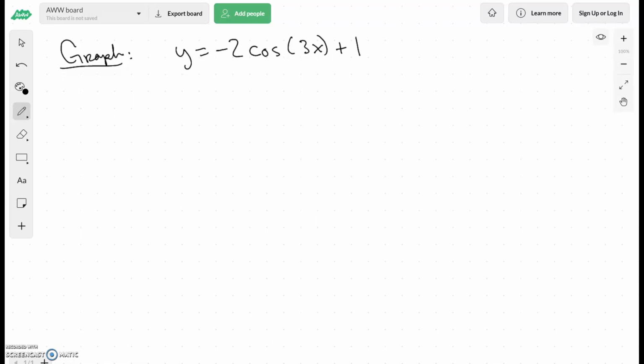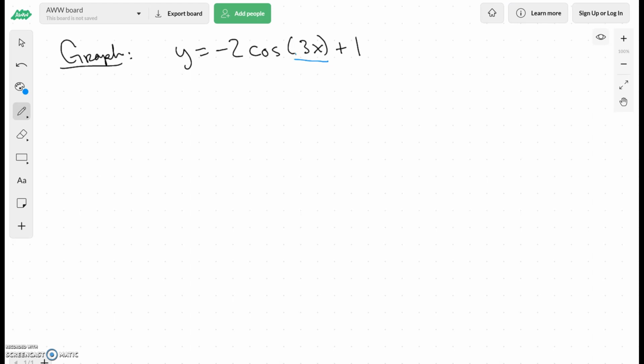Okay, so we want to graph y equals -2 cosine of 3x plus 1. There's a lot of things going on here. There's no phase shift. We will go over phase shift on Tuesday. But a couple things to really know. I'm going to write this in different colors.